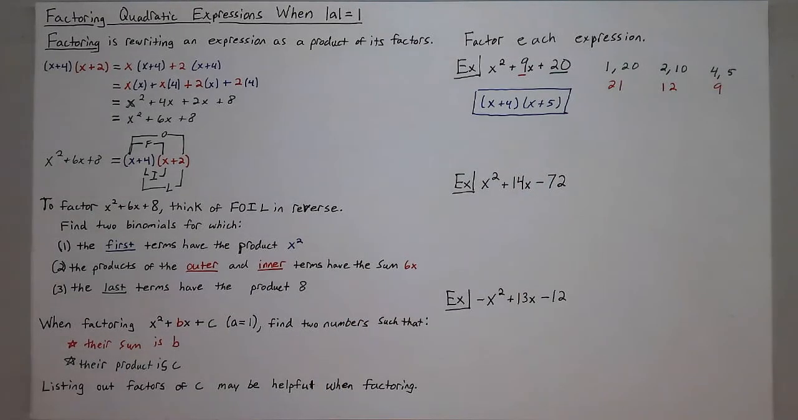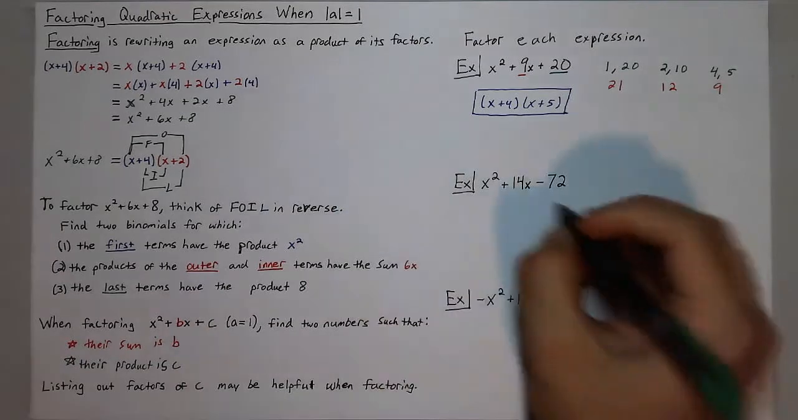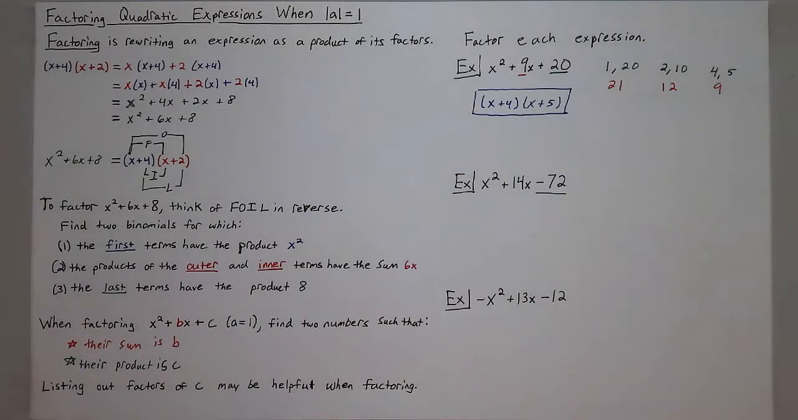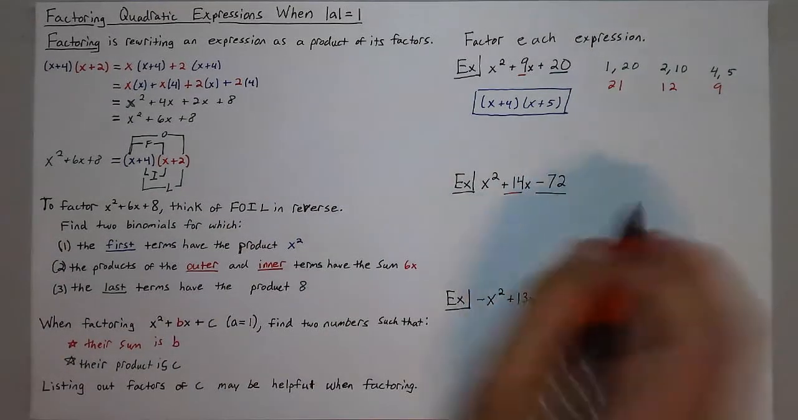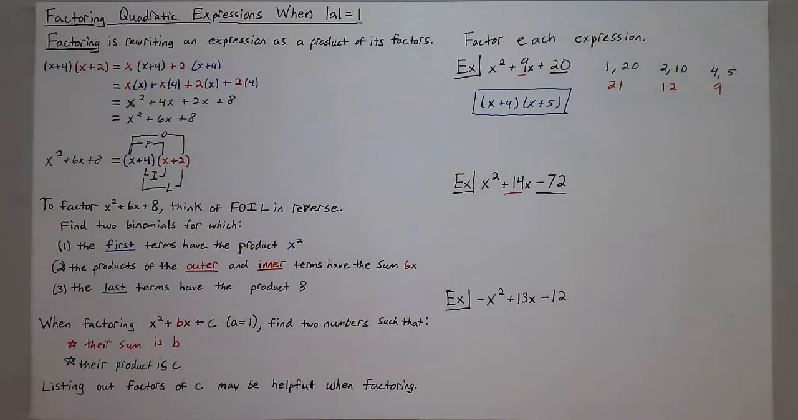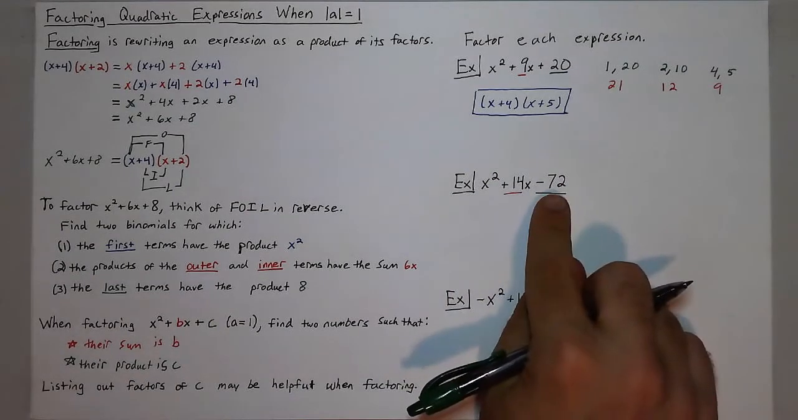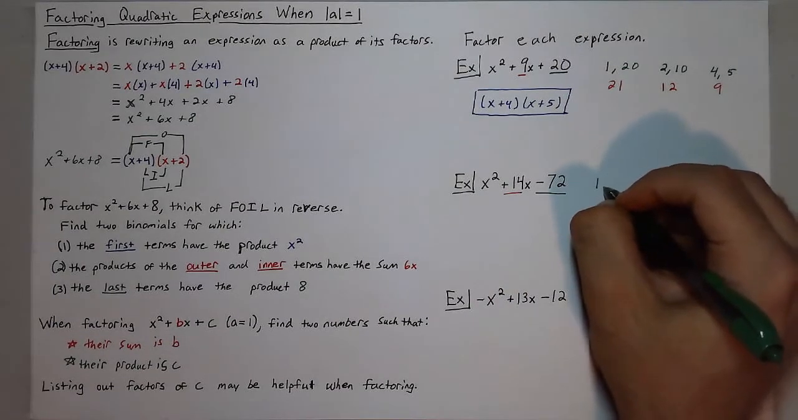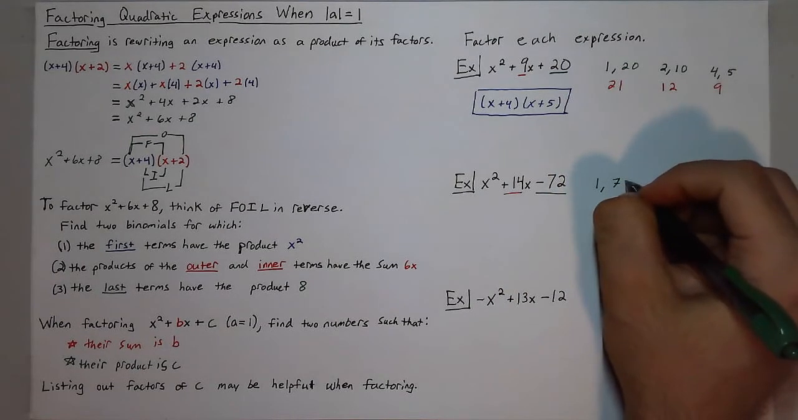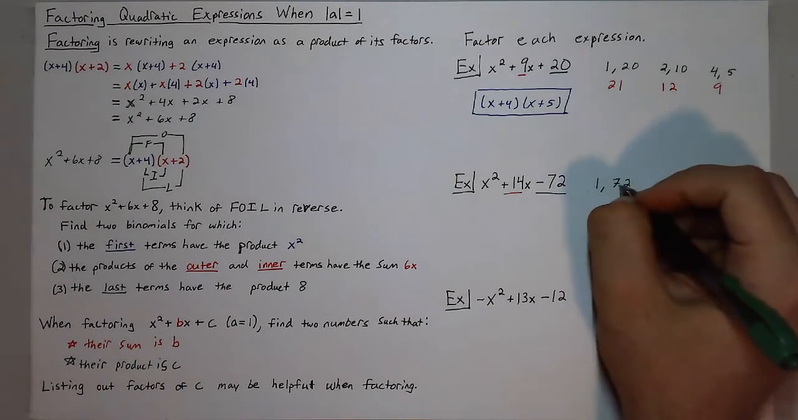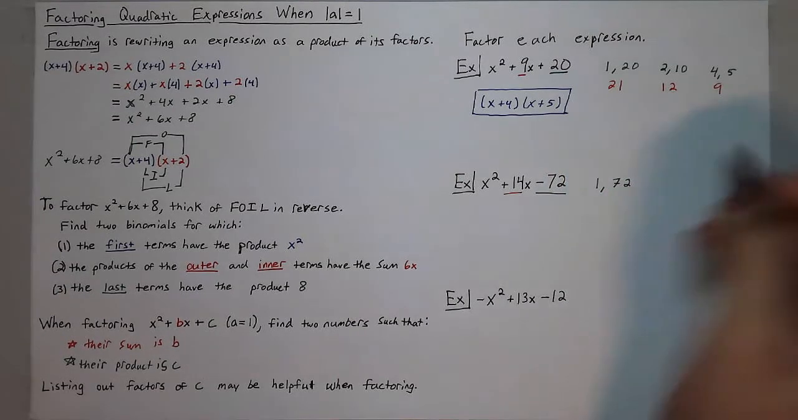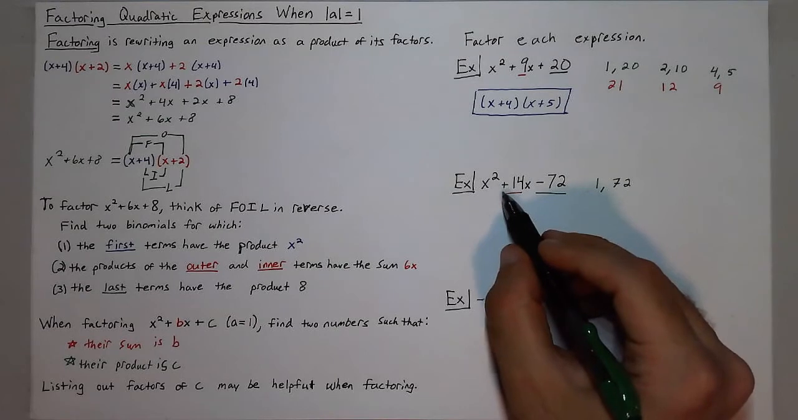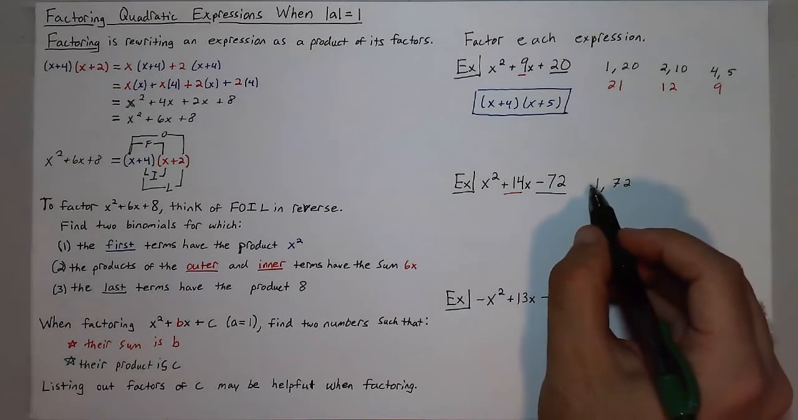So now this is a negative number for C and a positive number for B. So I need to think of two numbers that multiply to give me 72. Now again, I can think of 1 and 72. That will multiply to give me a positive 72, but which one should I make negative? Well, I want them to add to a positive number. So I'll always make my lower number negative.